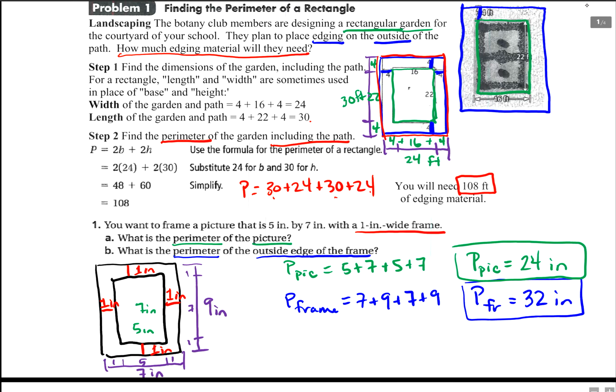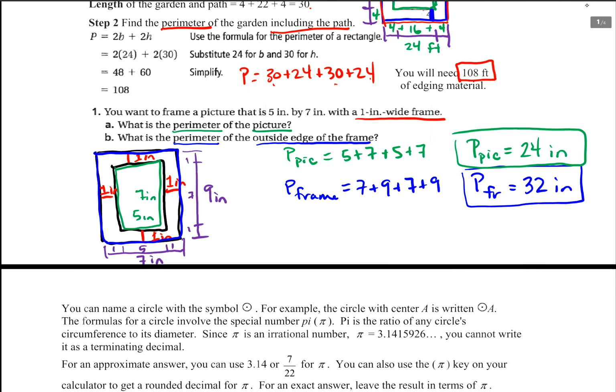So if I want to find the perimeter of the picture, I'm looking around this area, so I use my 5 by 7 measurements. If I want to find the perimeter of the frame, I'm looking at this, and so I use those new measurements. And notice that I didn't use any special formulas for rectangles. I just added up all my sides. And units on every answer, we are looking at length. Perimeter is a length, so it's just inches on both. Okay, good.